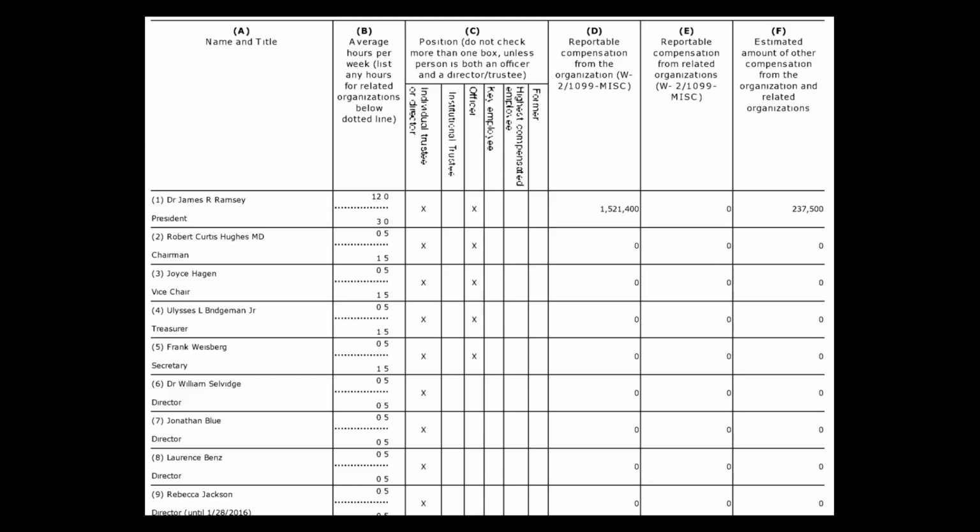You'll see Dr. James Ramsey is president. He gets $1.5 million a year from the foundation, and other compensation from the organization and related organizations of $237,500. So he's getting 1.7, almost $1.8 million from the organization.